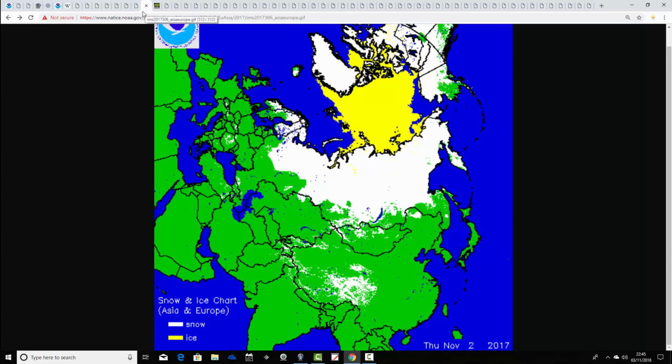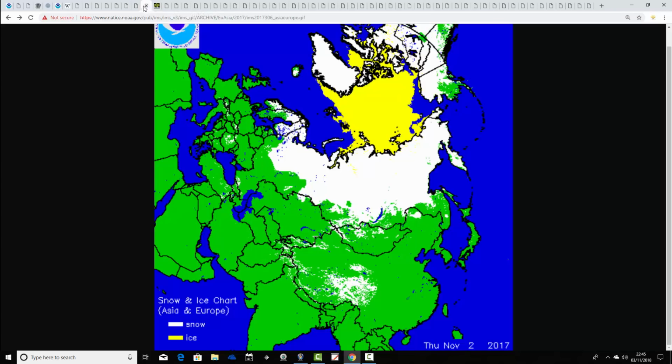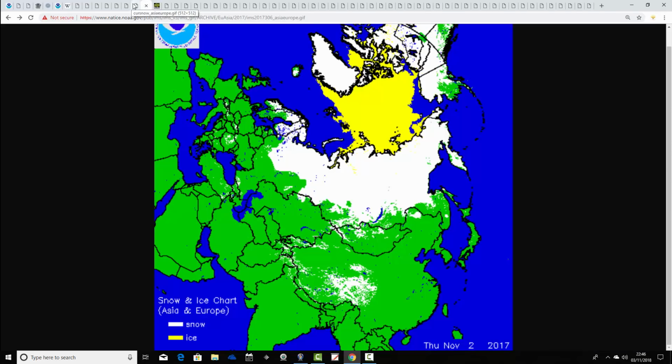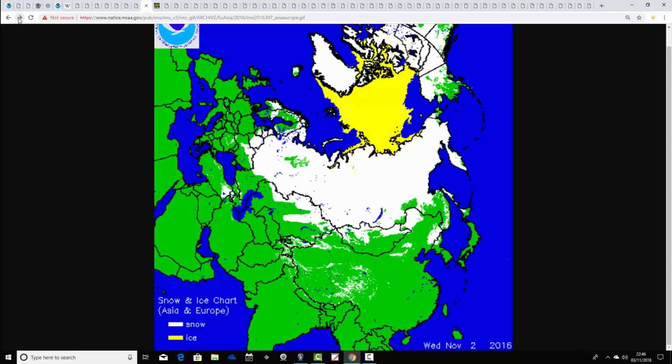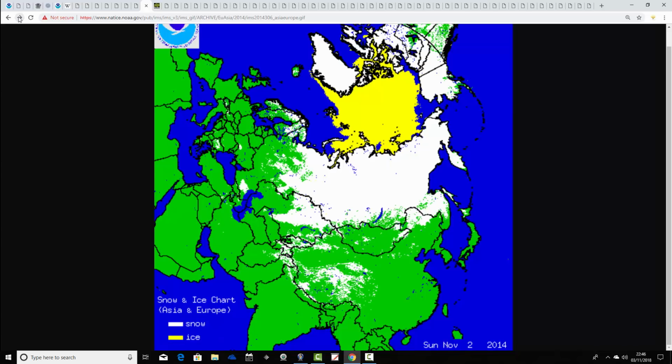Just going back through the archive so you can see how we currently compare to past years. So again, this is where we are for the 2nd of November 2018 with snow cover across Russia and also Scandinavia. This is how things looked in 2017. So quite similar actually to this point in 2017. Maybe a little bit less across Scandinavia, but overall I think fairly similar to 2017 at this point. Let's go to 2016. We are behind 2016 for snow cover across Russia, but we have more across Scandinavia. 2015, we have more snow cover across Scandinavia this year than at this point in 2015. Probably a little bit less across Russia.